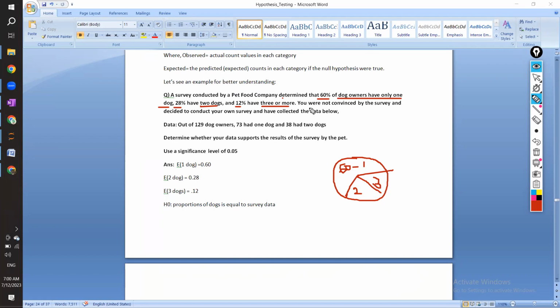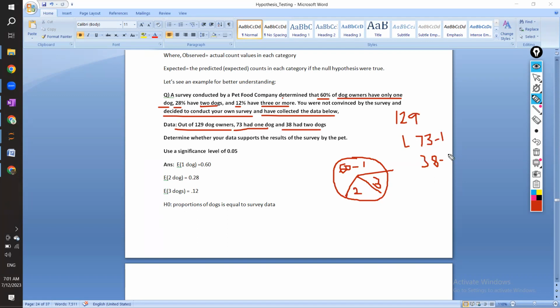But you are not convinced by the survey, and you decided to conduct your own survey, and you have collected the below data. Okay, so in the data you collected, you observed that out of 129 dog owners, 73 have one dog, 38 have two dogs. Okay, this is your data. So over here, when you consider 129, 73 have one dog and 38 have two dogs.